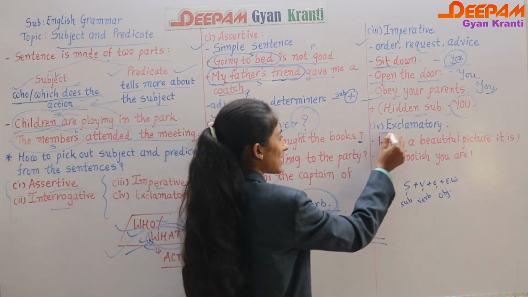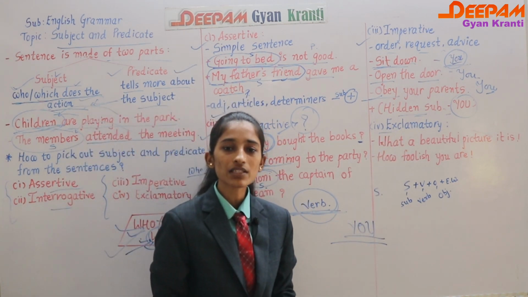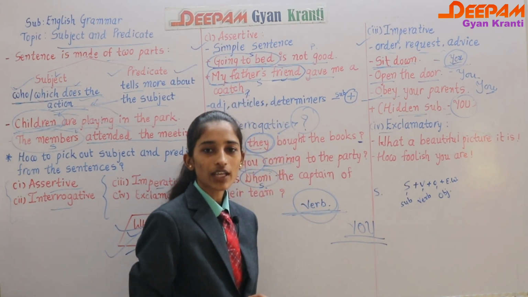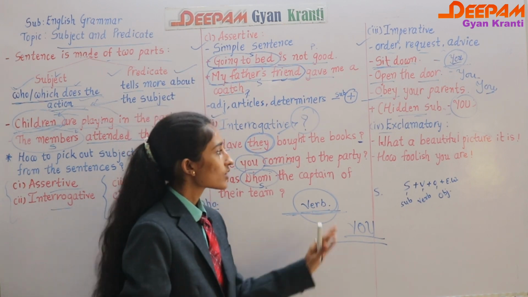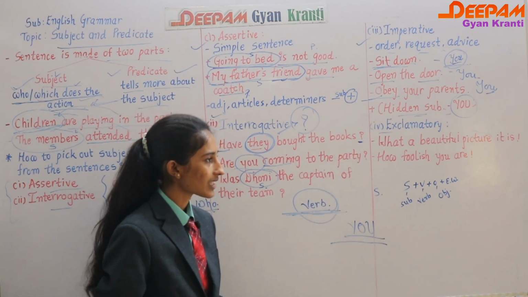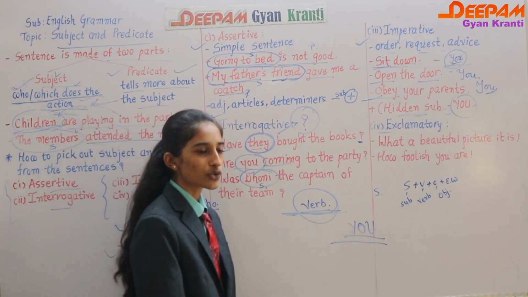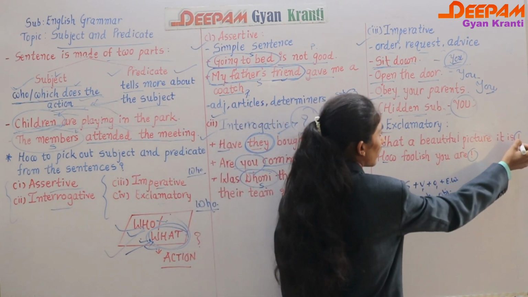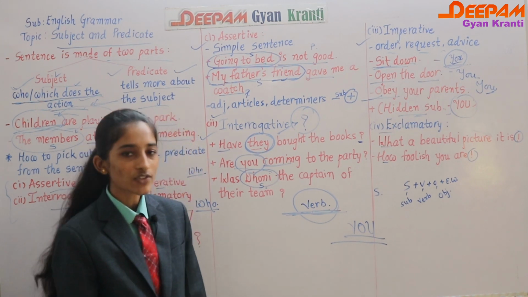Now the fourth one, that is the exclamatory sentence. Exclamatory sentence indicates strong feelings. Sometimes suddenly the feelings are there, so that is a strong feeling, and that is shown by the exclamatory sentence. How can you come to know that it's an exclamatory sentence? Generally it starts with what and how, and at the end you get the exclamation mark. Clear? See, what a beautiful picture it is.